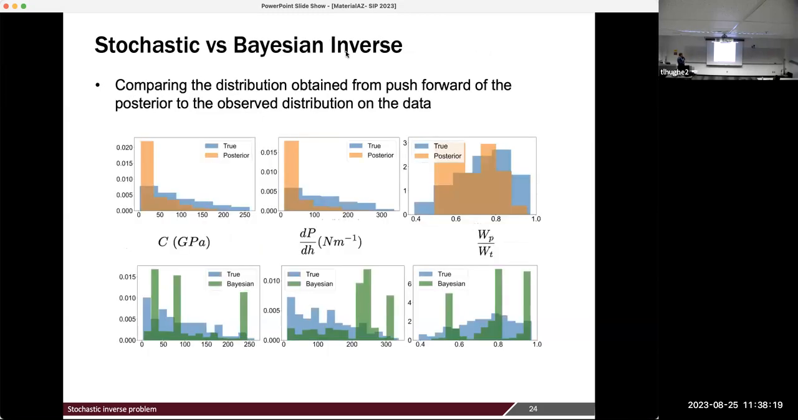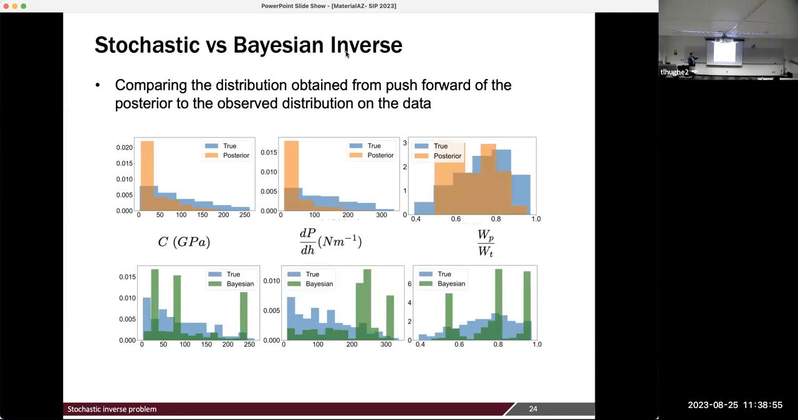So the first thing I want to show you here is how the distribution matches. We're essentially after the distributions, right? So we have these quantities: C, dP, dH, WP, WT. They have some physical meaning, but I'm going to skip that for the time being. You can see if we use a stochastic approach, the distribution very much matches the true distribution, and the true distribution is the blue one. We use a Bayesian, and it does not agree very well here, right?